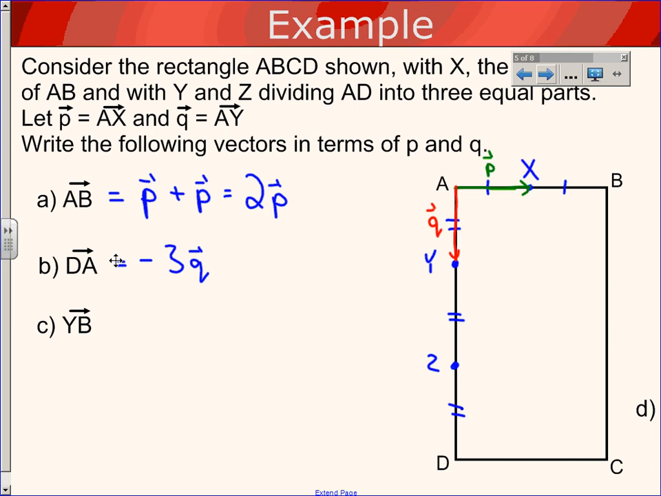Okay, a little bit trickier because now we're going on an angle. Here's vector yb. So we're starting at y, and we want to get to b. So if we're starting at y, we need to move in either the direction of p or q or the opposite direction. So I think our best bet is probably to first go a negative vector q. That'll take us from y to a. And then 2 vector p's would take us from a over to b. So that'll work for that one.